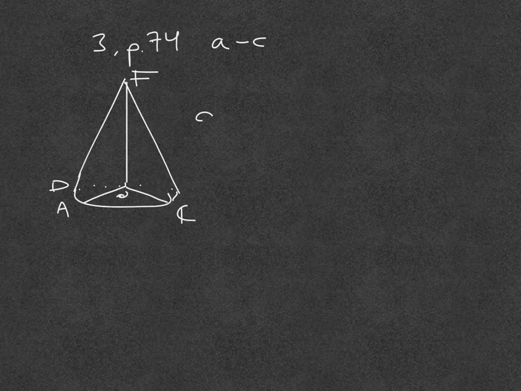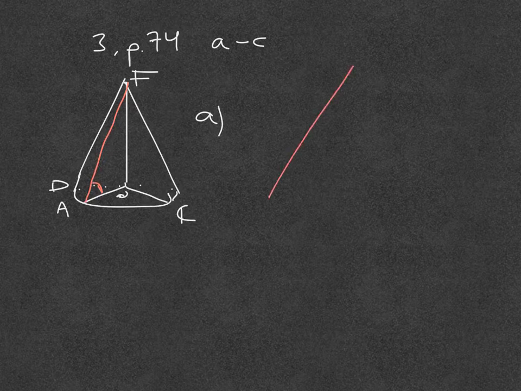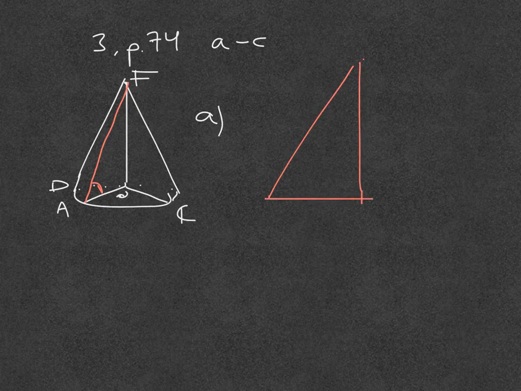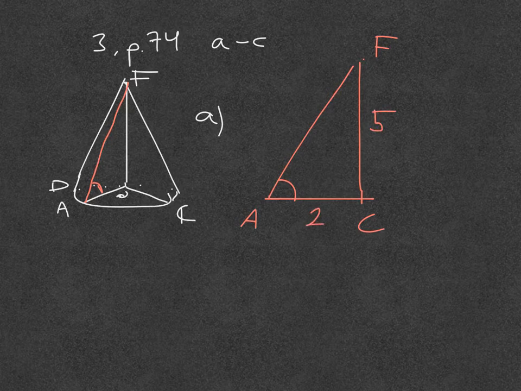And the first question is to find the angle between AF and the base of the cone. So basically this angle here. So we can draw out that triangle A, O, and F. And we know the height of the cone, it's 5 meters. The radius is 2. This is a right angle.